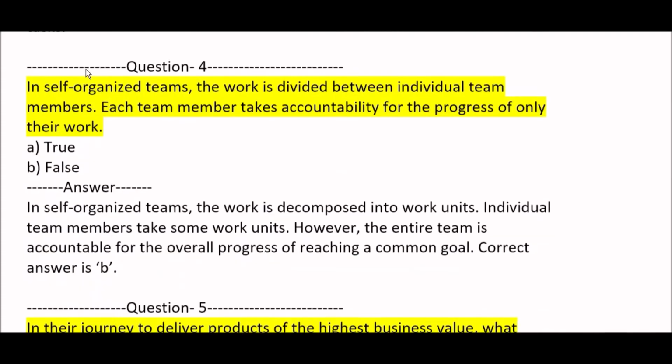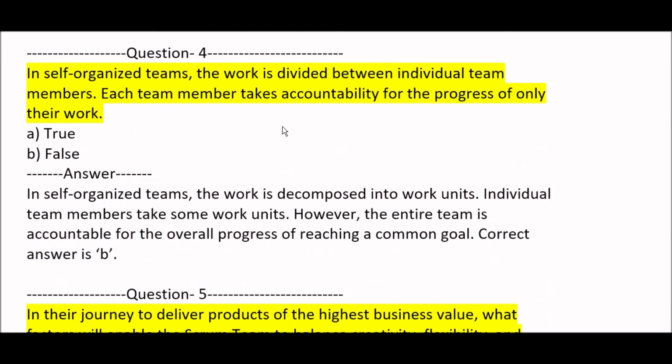Next question. In self-organized teams, the work is divided between individual team members. Each team member takes accountability for the progress of only their work. True or false? It is false, because in self-organized teams, the work is decomposed into work units. Individual team members take some work units. However, the entire team is accountable for the overall progress of reaching a common goal. That's why the correct option is option B, false. Next question.